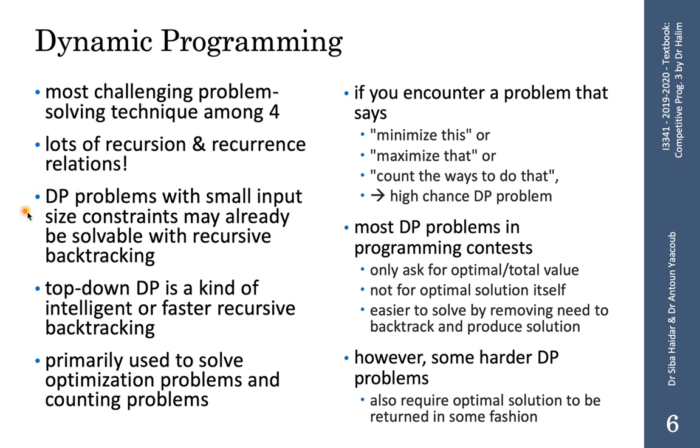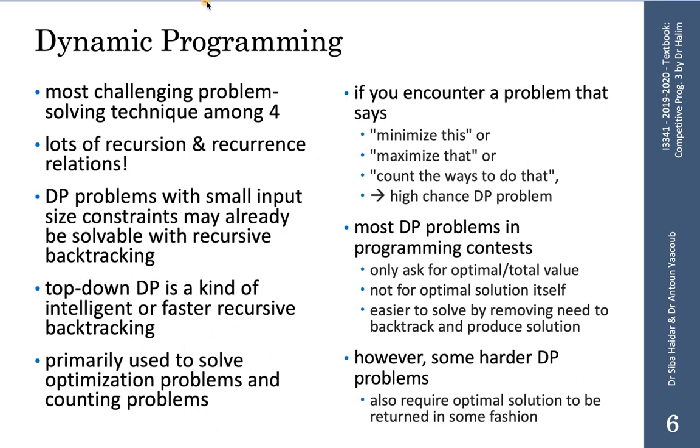First of all, DP problems with small input size constraints may already be solvable with recursive backtracking. The recursive backtracking was introduced in this chapter in the complete search paradigm. And the top-down DP is nothing else but a kind of intelligent or faster recursive backtracking.